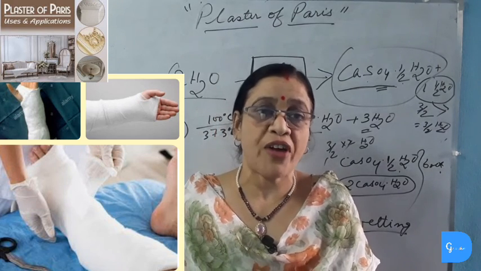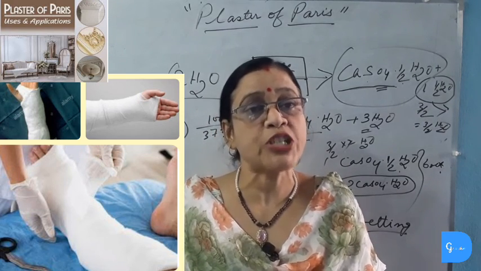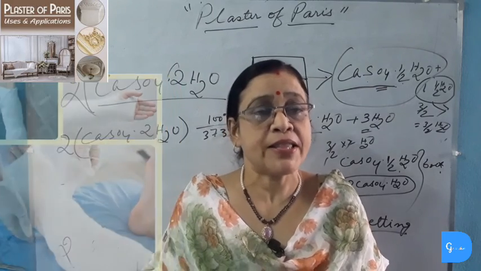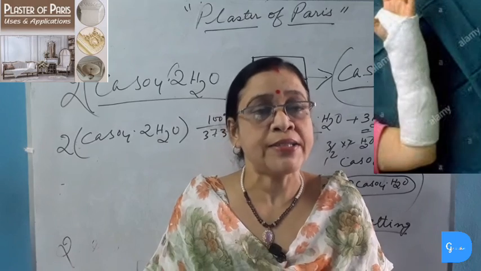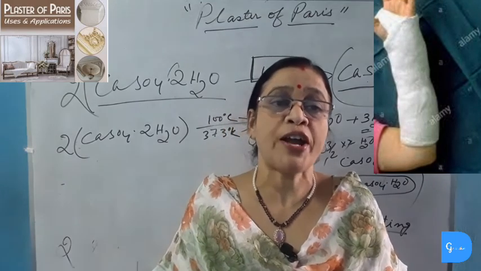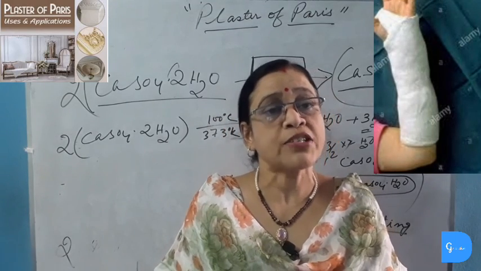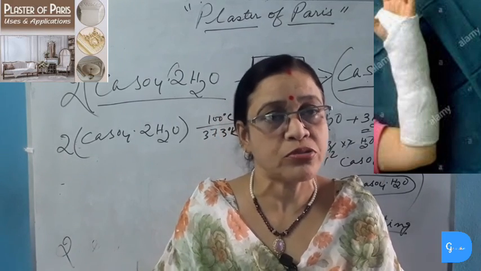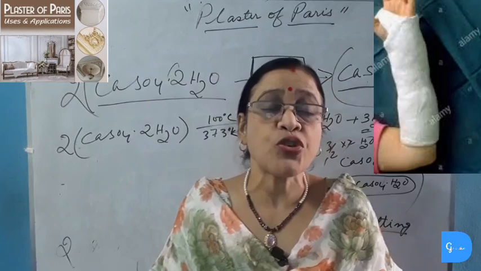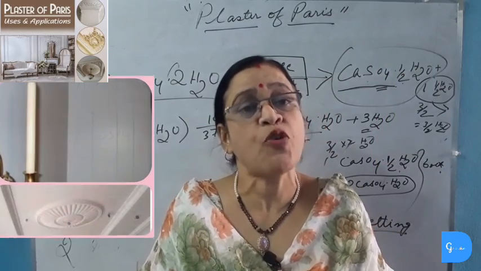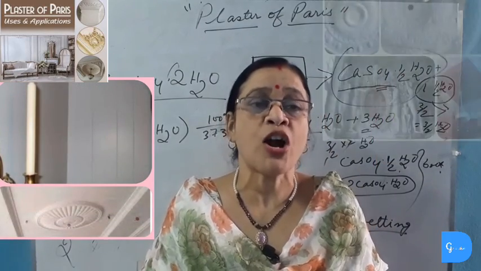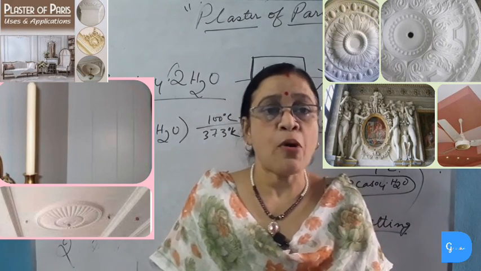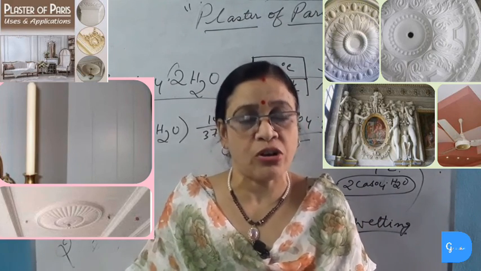This use is based on the fact that when plaster of Paris is mixed with proper quantity of water and is applied around the fractured limbs, then it sets into a hard mass and thus it keeps the bone joint in a fixed position. So plaster of Paris is very important in hospitals for setting fractured bones. Plaster of Paris is also used for smoothing the walls before painting and for making ornamental designs on ceilings and other buildings. Now we will study about water of crystallization or hydrated salt.